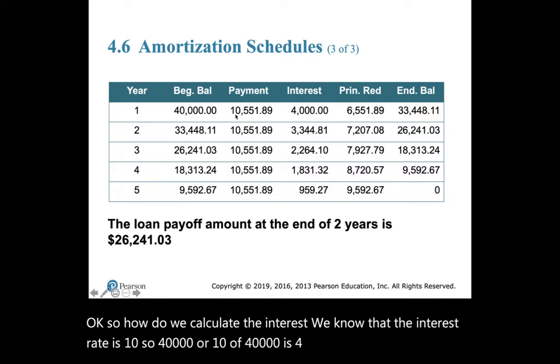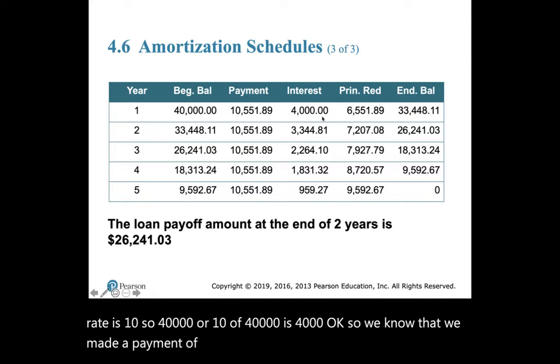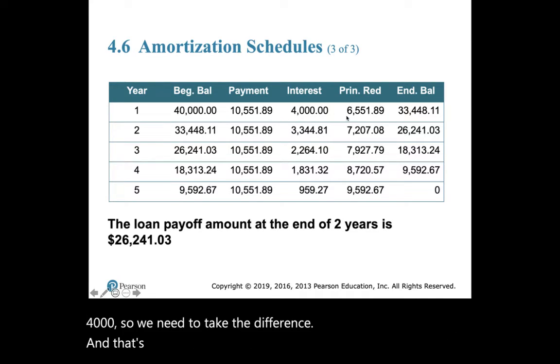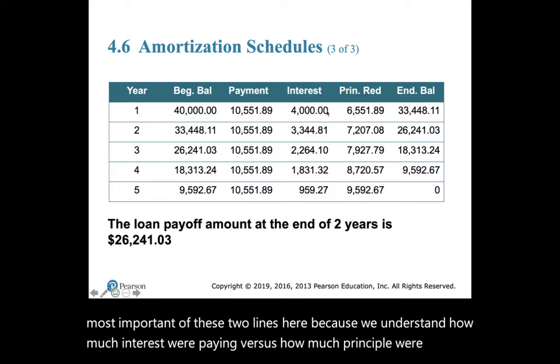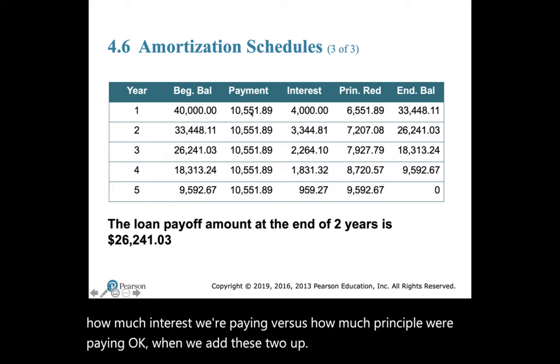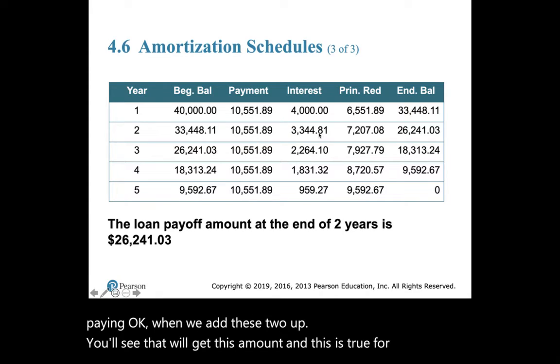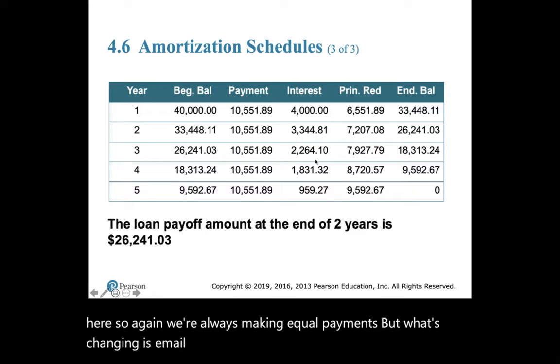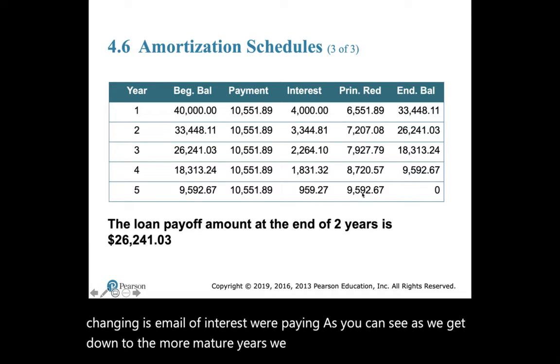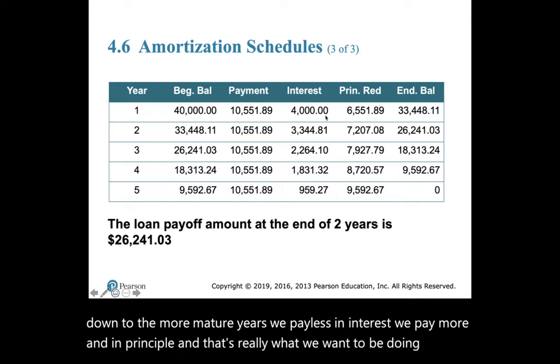So we know that we made a payment of 10,000. We know that our interest is 4,000, so we need to take the difference, and that's going to help us understand how much. And really the most important are these two lines here, because we understand how much interest we're paying versus how much principal we're paying, okay? When we add these two up, you'll see that we'll get this amount, and this is true for all of these here. So again, we're always making equal payments, but what's changing is the amount of interest we're paying. As you can see, as we get down to the more mature years, we pay less in interest and we pay more in principal, okay? And that's really what we want to be doing ideally, okay? So this is how we get to that level.